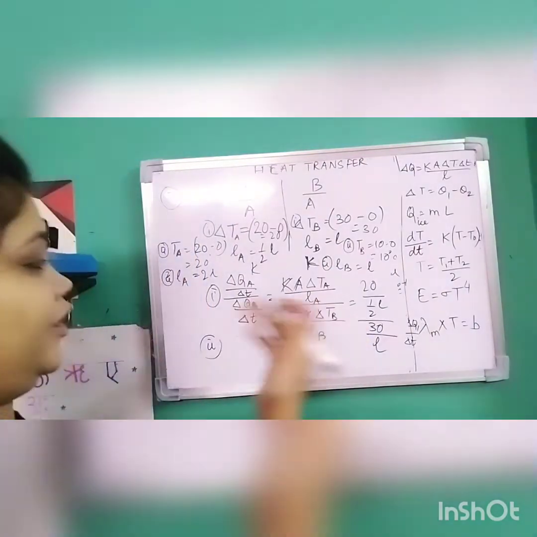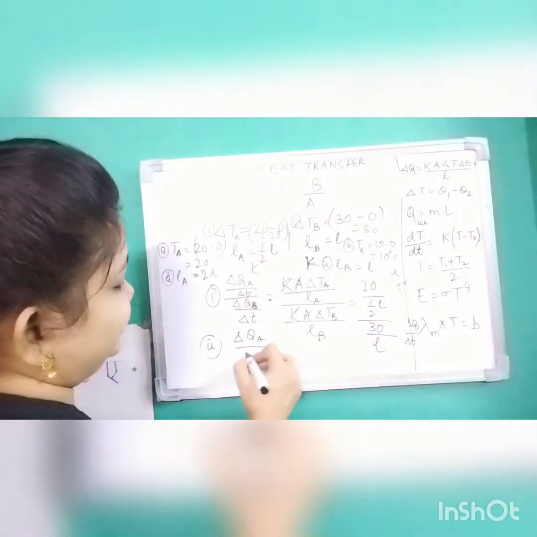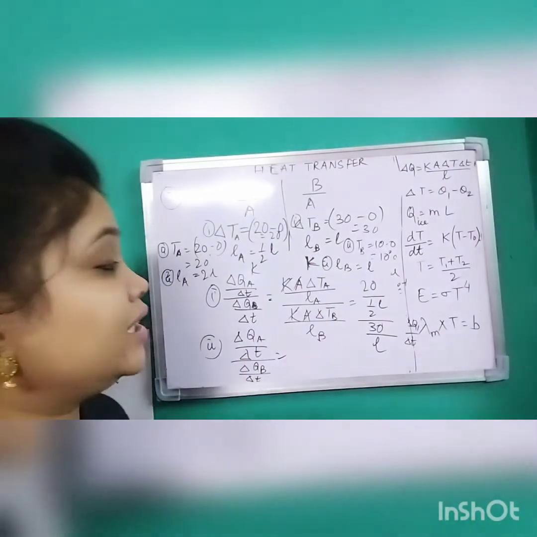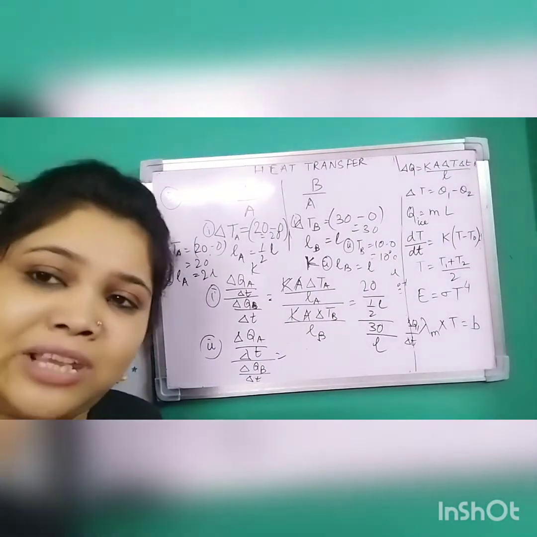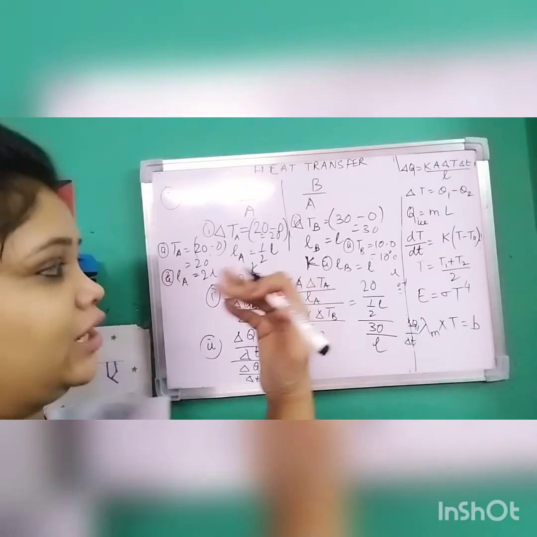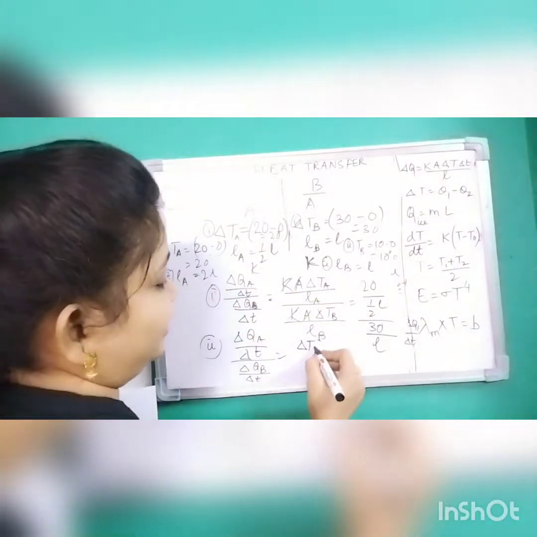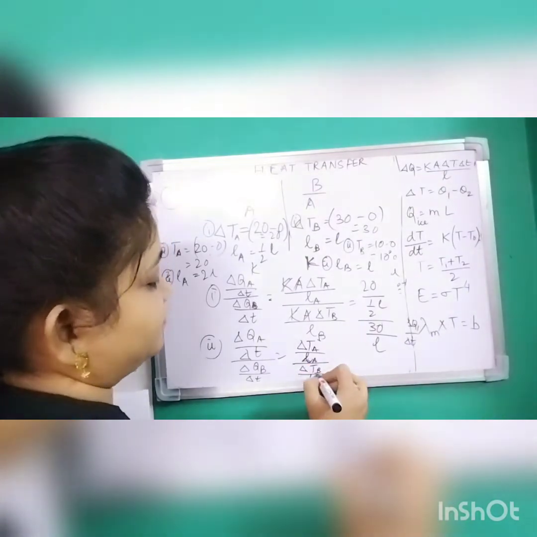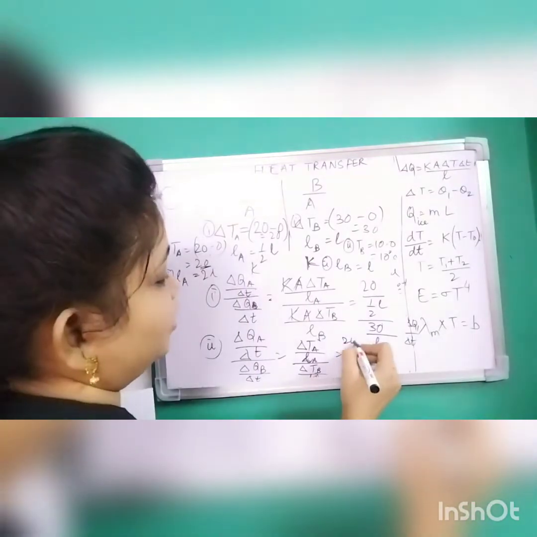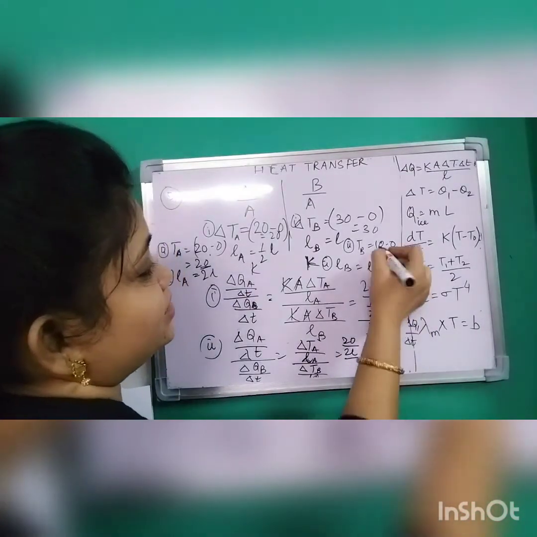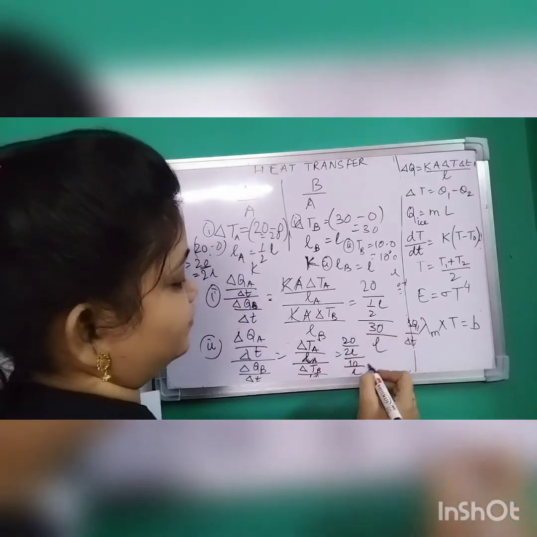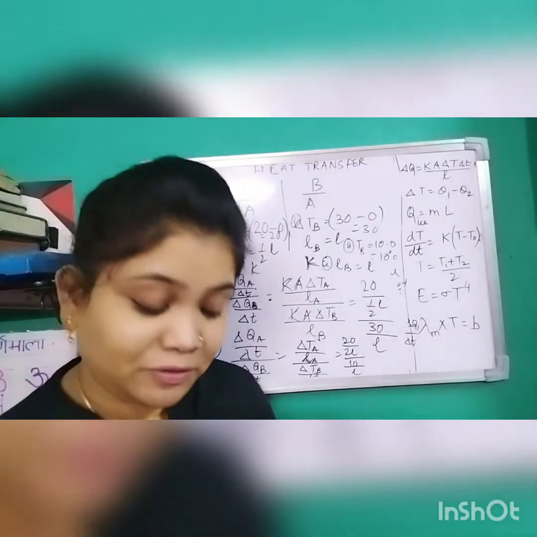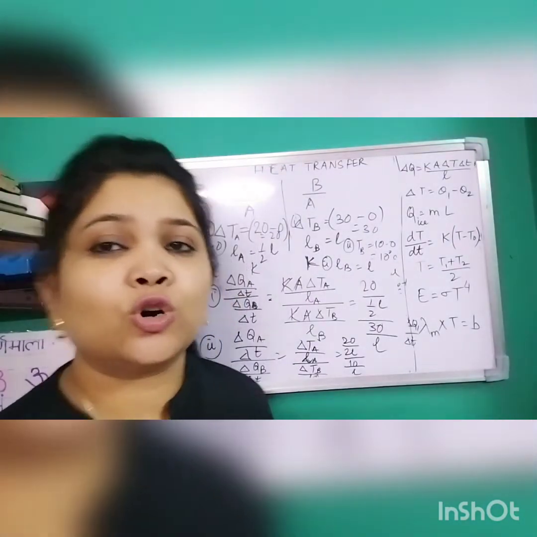Okay, same way, just put in the formula: delta QA by delta T, delta QB by delta T. Now in the previous case you have seen that KA is the same, and here also I am not writing KA anymore because it will ultimately get reduced. So I am writing TA by LA, delta TB by LB. What is TA over here? 20. What is the length? 12. What is TB? 10. What is the length? L. Just solve it and get the ratio between these two rods. Hope this sum is clear to you.